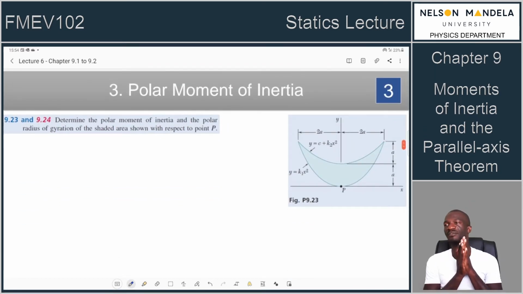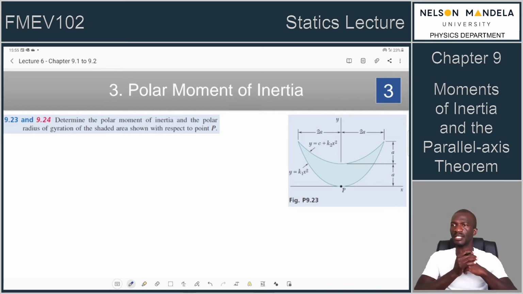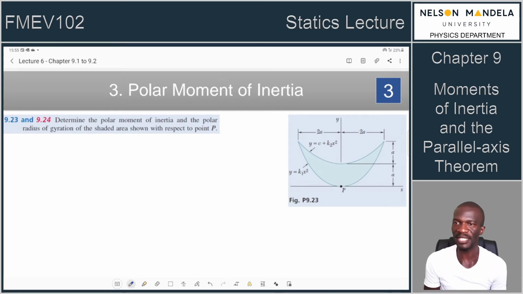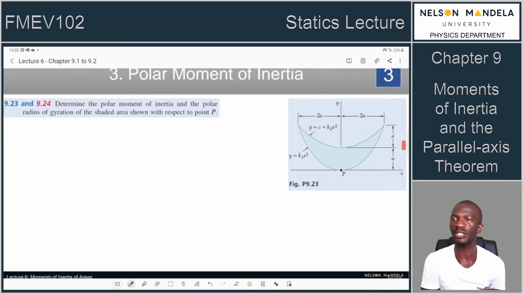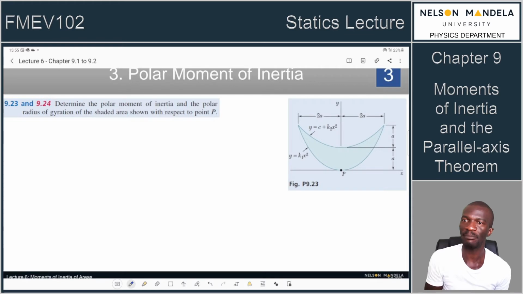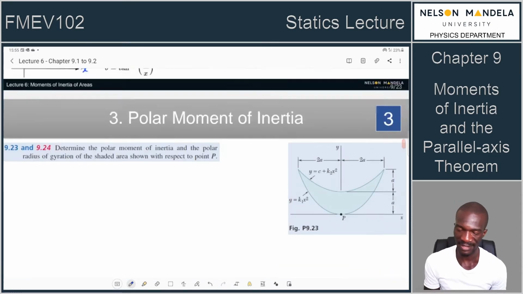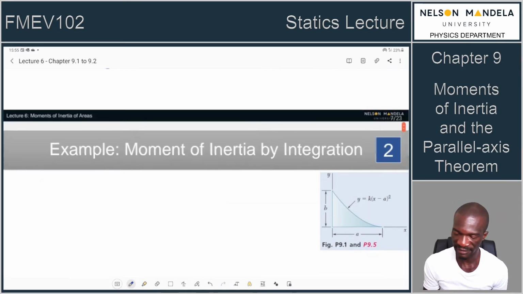So for the polar moment of inertia, we've got an example with an object. Remember, polar moments are all about objects that have some curvature. If you look at your textbook, it puts this in better words. The polar moment question reads as follows: determine the polar moment of inertia and the polar radius of gyration of the shaded area shown with respect to point P.